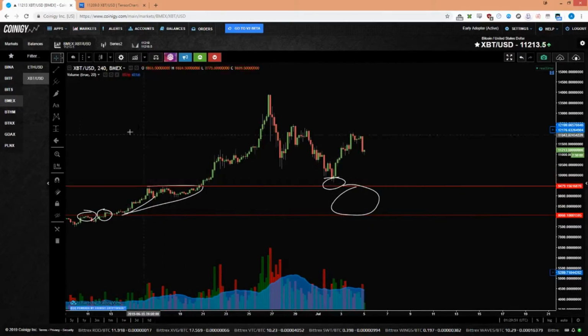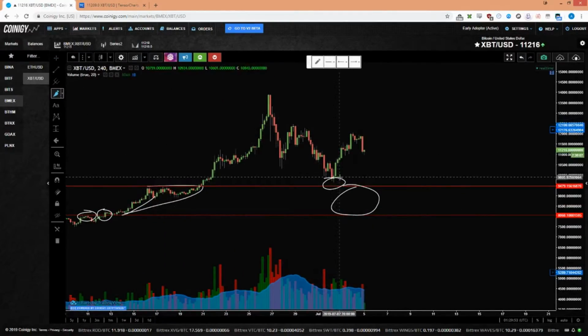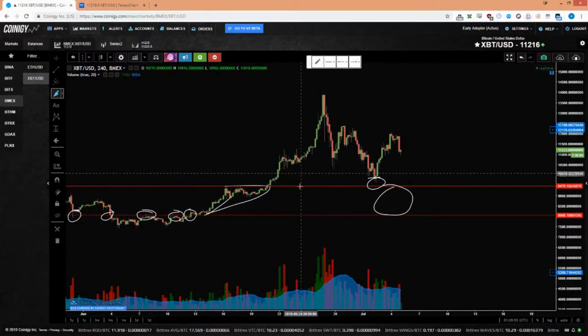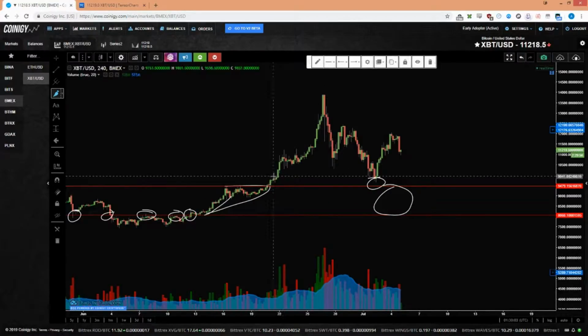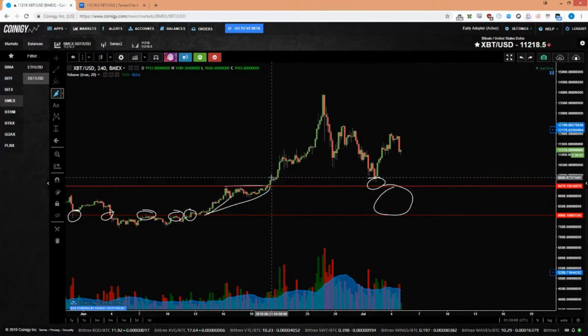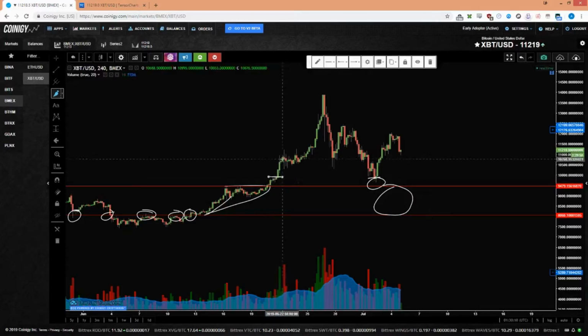And also, you're probably trying to look for some kind of psychological levels, which is like 10k, because that's a big number. That's kind of where we stalled out for a bit. And then as soon as that broke, we just went straight up. And then we also bounced there a couple times, so you could have taken some trades there.